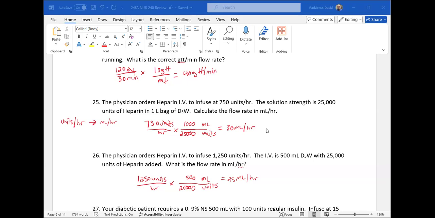Okay, 25. This is kind of like what we're doing in the heparin protocol, where we're just converting units per hour to milliliters per hour. So the way that I always set this particular type of question up is I start with the 750 units, so 750 units per hour. Then we're going to convert that to milliliters per hour by using what we have available. And what we have available is 25,000 units in a 1 liter bag. So I take my 750 units per hour, get rid of units, multiply by milliliters, and then I get 30 milliliters per hour.